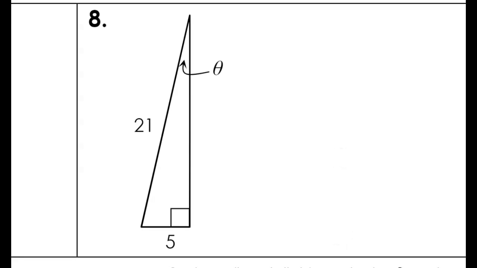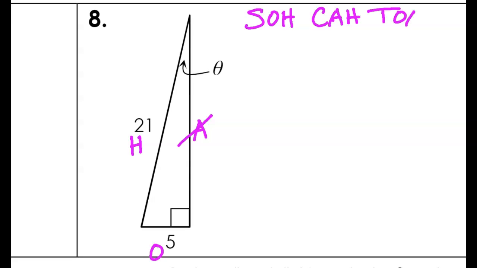So here, theta is already labeled for us. That's what we're trying to solve for. Our opposite side is going to be that 5, and our hypotenuse is the 21. So we're not dealing with the adjacent side at all. We're just dealing with O and H. And if we remember from SOHCAHTOA, when we're dealing with O and H, that's sine. So this is a sine problem.